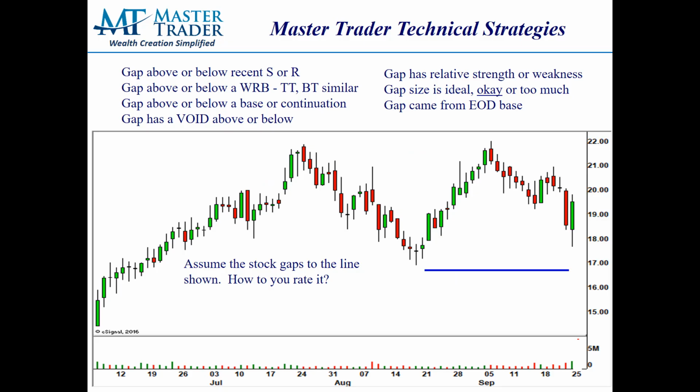All right, so take a look at this chart, and the blue line is where the stock was actually opening up. Just go through this and give it a rating, based on what you've learned here in the class. So we'll look at, is it gapping above or below? Well, actually, of course, it's gapping below support. Is it gapping below, because it's gapping down, a bullish wide range bar or a bottoming tail? Below a base or continuation, is there a void?